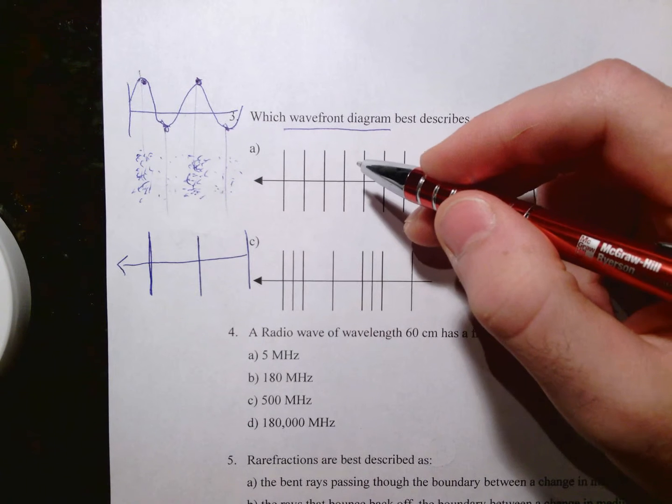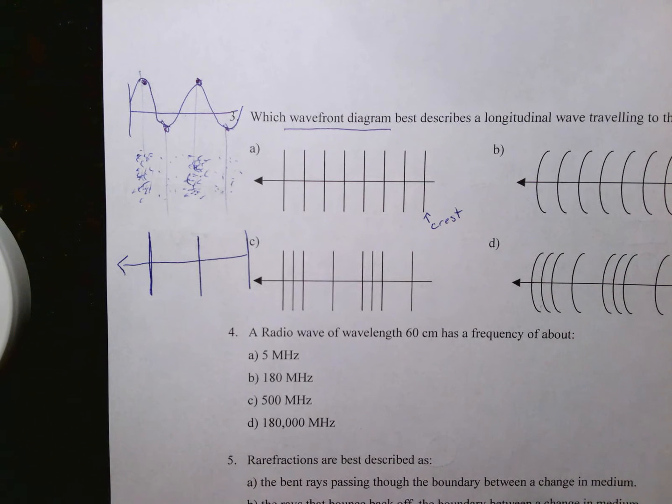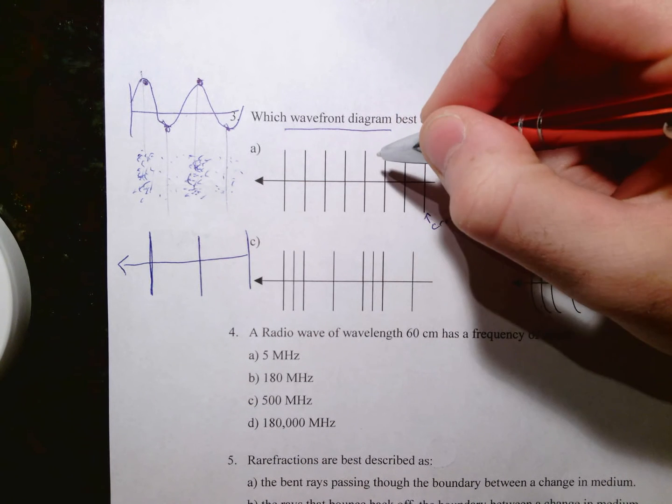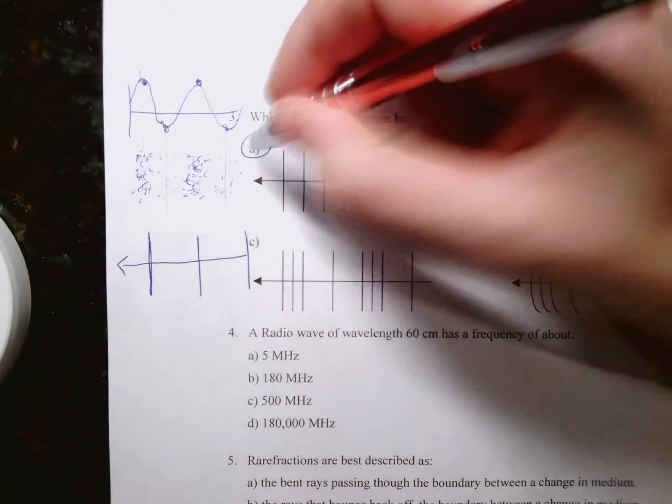Happening in even intervals, and that's actually required for a wave, that it's cyclic, it's occurring at a constant rate. So A actually represents compressions and rarefactions happening consistently one after another. So the answer is A.